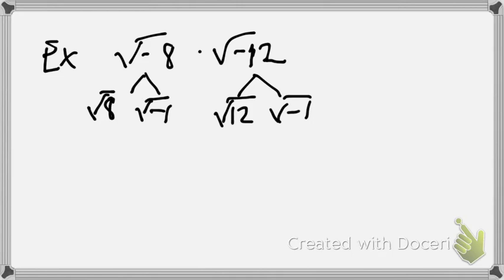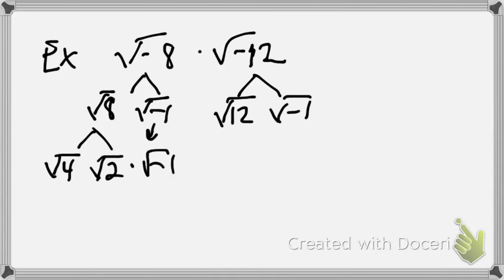Now, square root of 8. What factors of 8 are perfect squares? Well, 4. So we're going to take the square root of 4 times the square root of 2, and then we're going to multiply, bring this down, by the square root of negative 1. And then over here, we have the square root of 12. Well, 4 is also a factor of 12, so we're going to do the square root of 4 times the square root of 3. Bring the square root of negative 1 down.